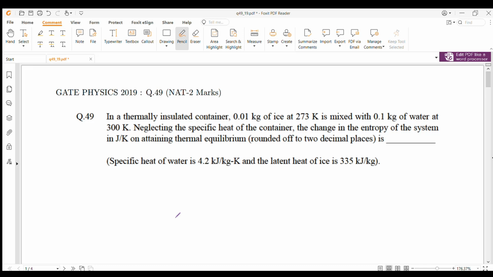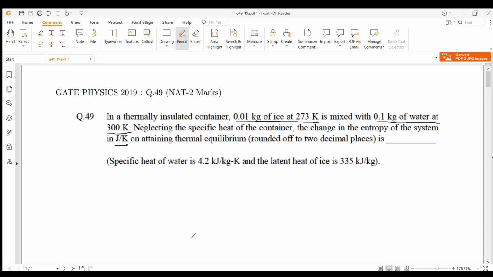In a thermally insulated container, 0.01 kg of ice at 273 Kelvin is mixed with 0.1 kg of water at 300 Kelvin. Neglecting the specific heat of the container, we need to find out the change in the entropy of the system in joule per Kelvin on attaining thermal equilibrium.